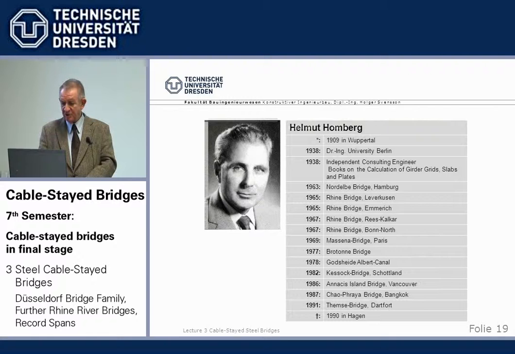This is Helmut Homburg, an outstanding engineer, mathematician. He made influence surfaces for slabs before the computer age by differential equations and things like that, and was an outstanding man to calculate. In the scripts we have various examples from him. He was one of the first who could calculate cable-stayed bridges.